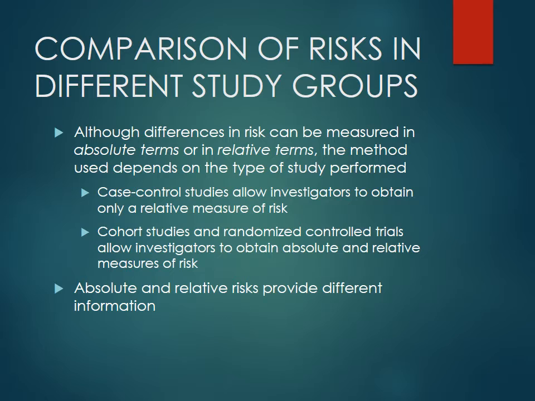On the other hand, if we're looking at relative terms of risk, how are we computing that? Yeah, we're doing ratios of it. We're dividing one risk by another. And so it's important to remember the difference in how you get the absolute versus the relative risk in those situations. The method is going to depend on the type of study that's being performed, right? Because we know that different types of calculations are going to be more appropriate for different types of studies. So case control studies are going to allow investigators to obtain only a relative measure of risk. And why do you think that is?